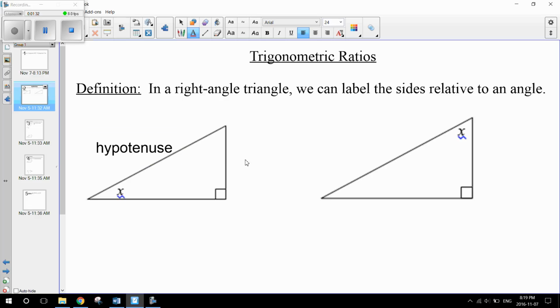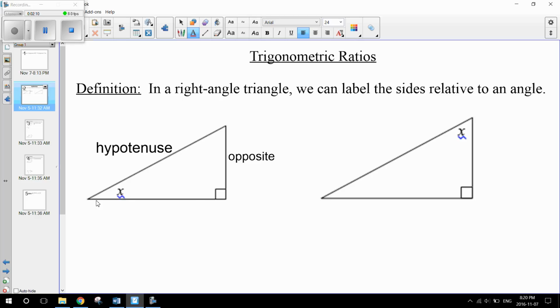The other two labels that we can put on the triangle are called the opposite and the adjacent. For the opposite, we look at which angle we're looking at, which is this angle here in this corner, and we go across and see which side is opposite to that angle. When we go across, this side right here of this triangle is opposite to that angle, so that side is labeled opposite. So this side length is called opposite.